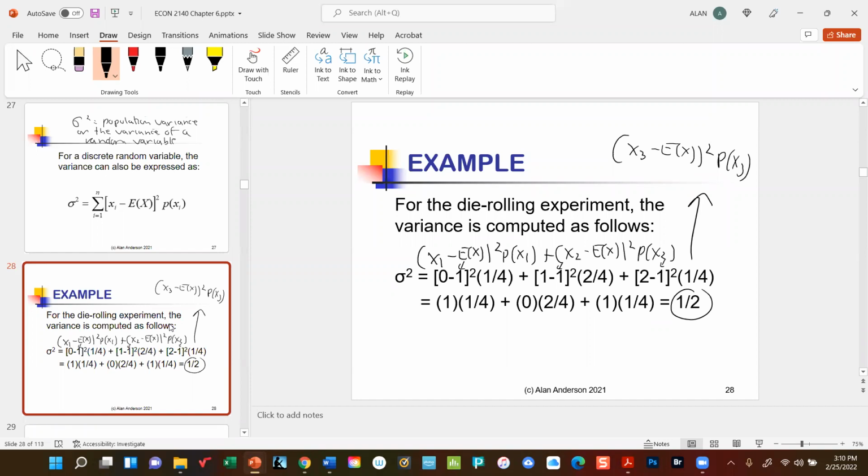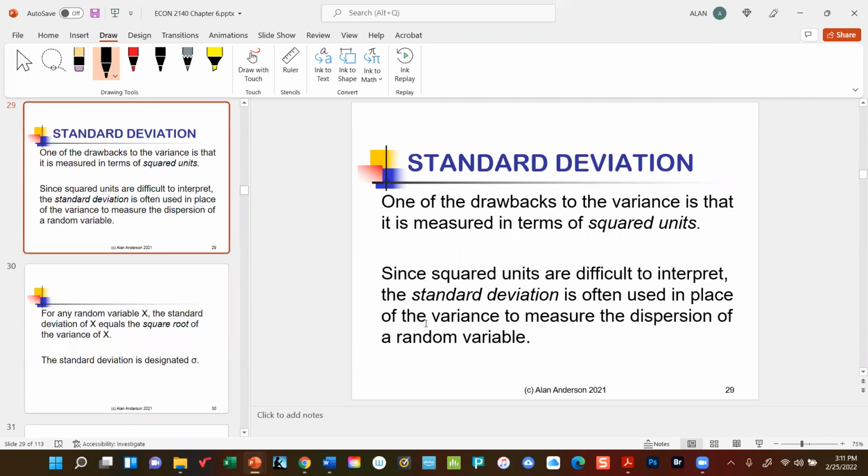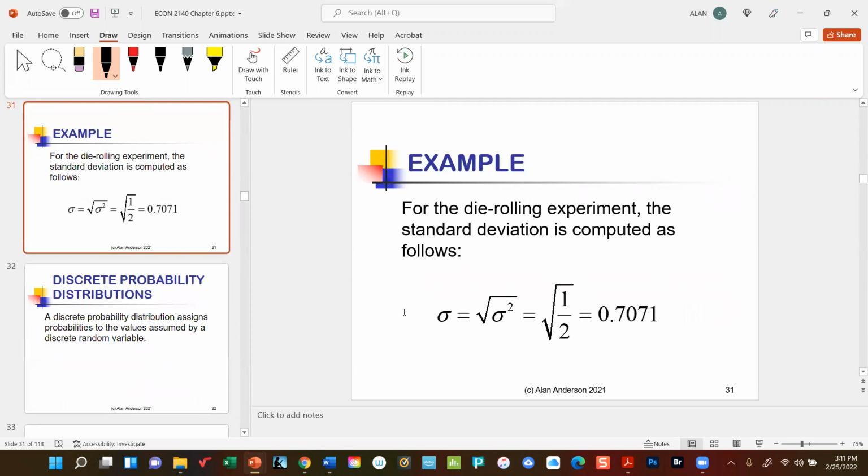Now, like with samples and populations, the standard deviation is simply the square root of the variance. And that hasn't changed. It's the same here. So we'll go on now to the standard deviation. And we're going to define that as sigma, just like with the population. And you can see that the standard deviation is the square root of the variance, or in this case, the square root of a half, which is approximately 0.7071. Okay, and that's it. That's all you have to do.